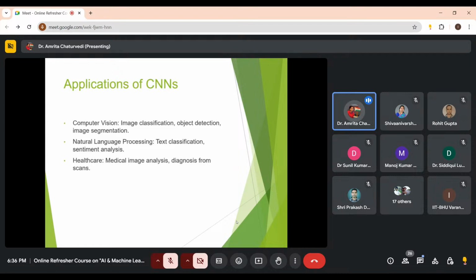There are multiple applications of these CNNs. Most importantly, they are used in image-related tasks like image segmentation, image classification, object detection, object recognition, and so on. They are also used in natural language processing tasks like text classification, sentiment analysis, and even in the healthcare domain, like medical image analysis, diagnosing from the scans, or segmenting the problematic area in a particular image, and so on.